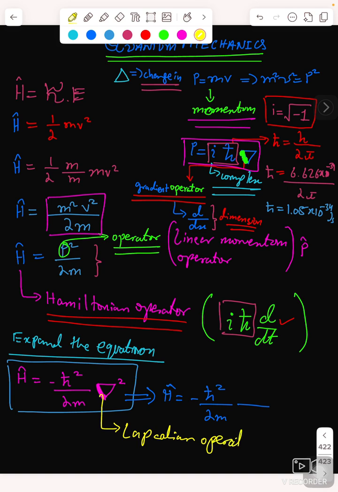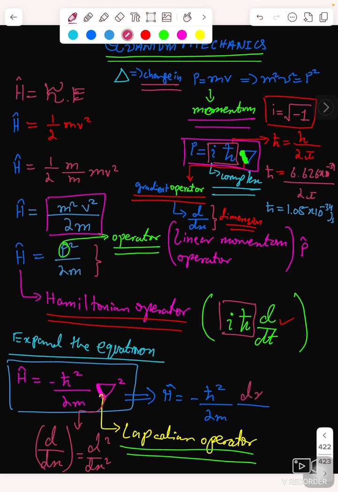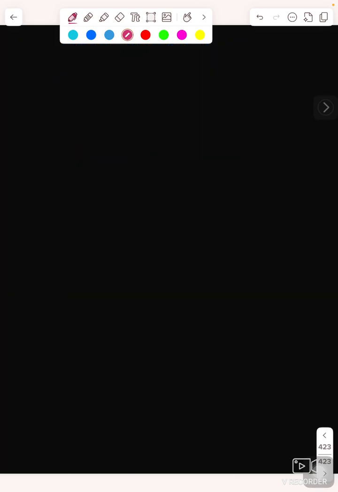Now, when we talk about the Laplacian operator, sorry for the mispronunciation, this is a special operator which is the square of the gradient operator, which is d over dx, so it's nothing but d square over dx square. That's a square, right? So we don't have to look at it further. Now we can expand it further.